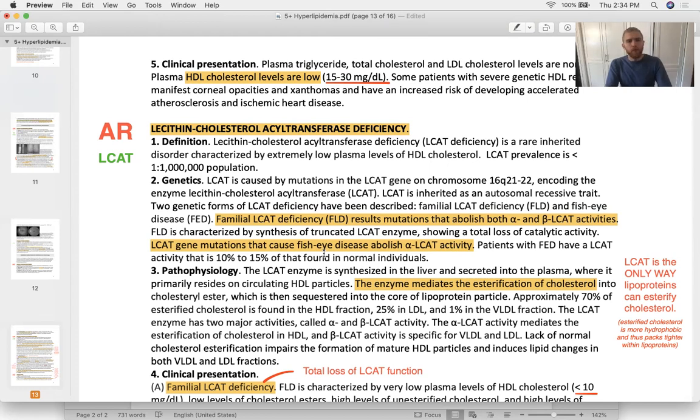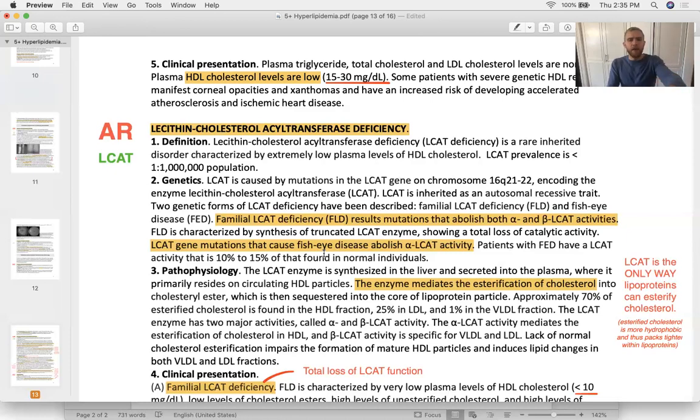So there are two forms of LCAT deficiency. There's familial LCAT deficiency, which is an abolishment of both alpha and beta LCAT activity. And then there's fisheye disease, which is going to be less severe because it's only the abolition of alpha LCAT activity. So familial LCAT's worse, fisheye is a little bit better.